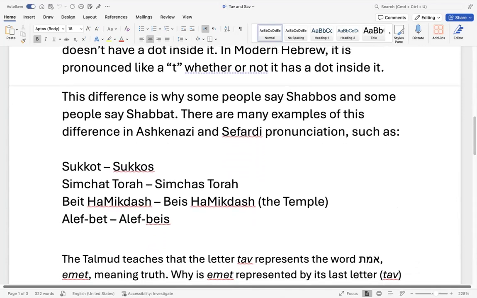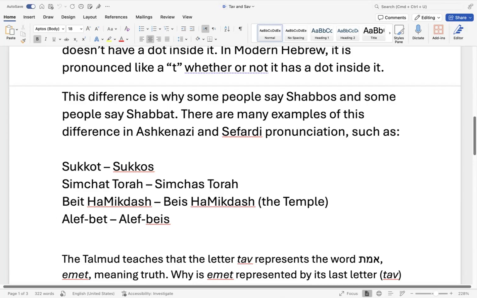This is why you have heard some people say Shabbos and some people say Shabbat. Some people say Sukkos and some people say Sukkot. Some people say Simchas Torah and some people say Simchat Torah. Some people say Beis HaMikdash and some people say Beit HaMikdash. Aleph Bet, Aleph Beis. There's a million examples of this.